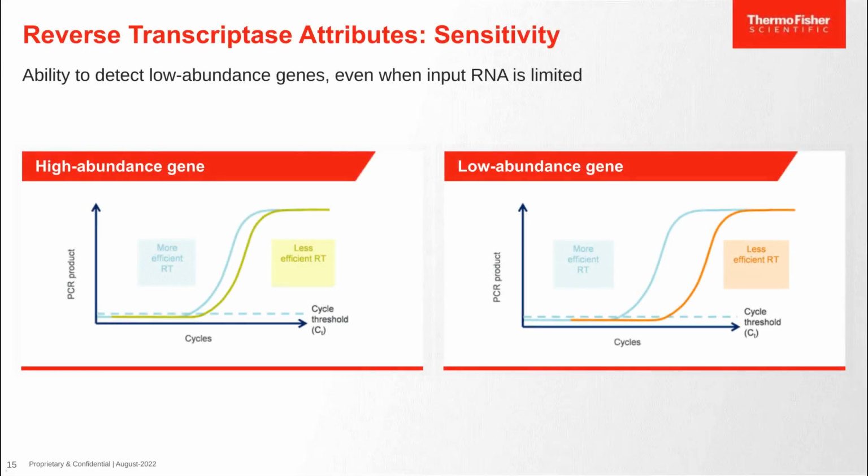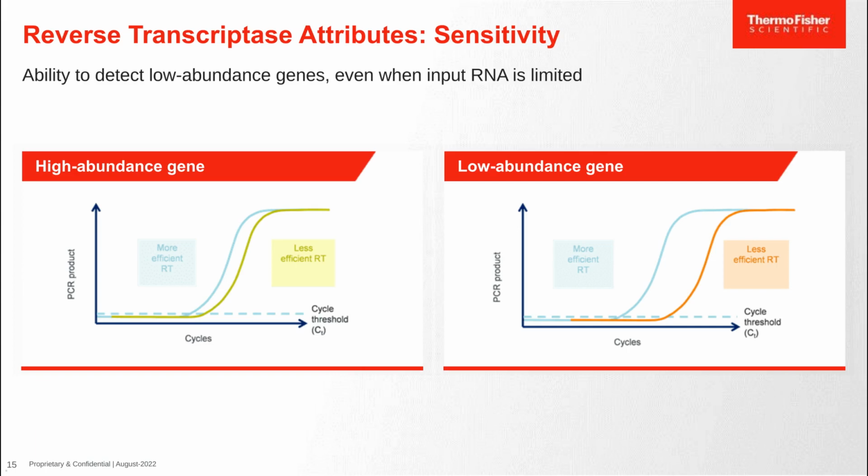Now, as we mentioned before, RT enzymes also differ in sensitivity. This factor is especially important to keep in mind when studying gene expression of poorly expressed genes or when working with samples that have low RNA amounts. With low abundance or very low abundance targets, an RT reagent with poor efficiency will generate high CT values or no CT values at all.